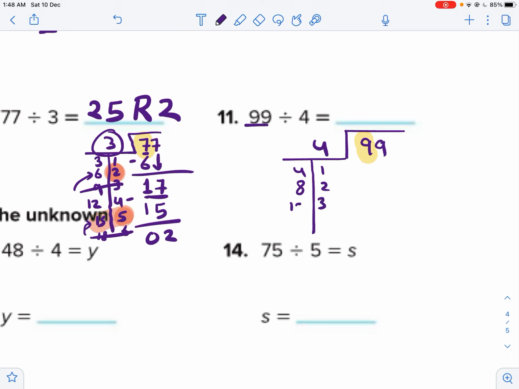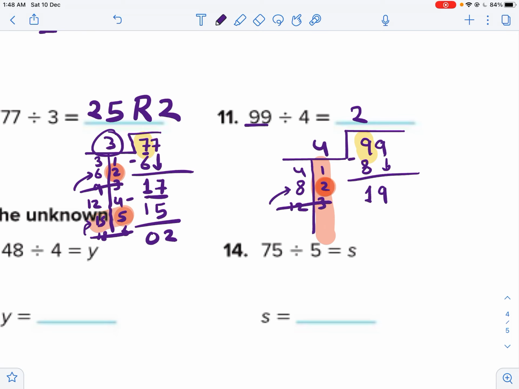3 times 4 is 12. As you can see, I got a number that is bigger than the 9. I got a 12. I can't use it. I have to use the 8. I will write it here. And the hero that gave me this 8 is what? Is the 2. So I will write it up here, the 2. Now we subtract. 9 minus 8 is 1, and we drop the other 9 down here.